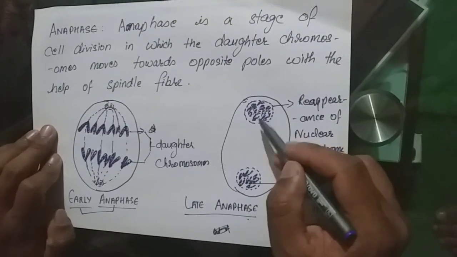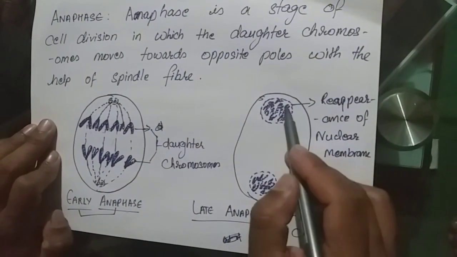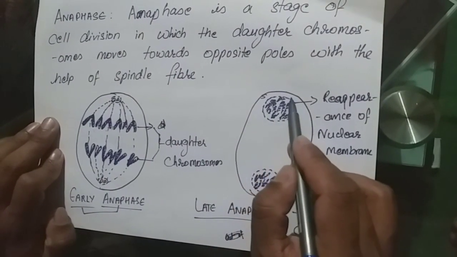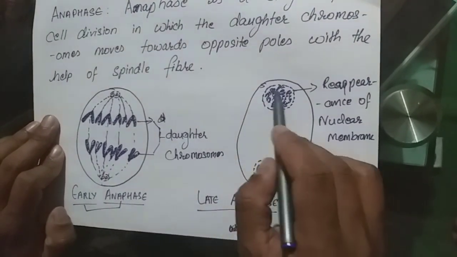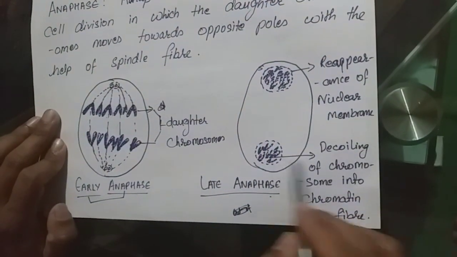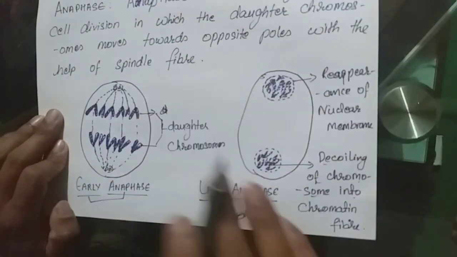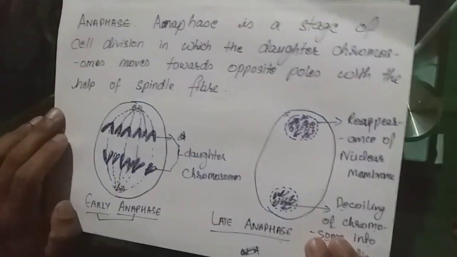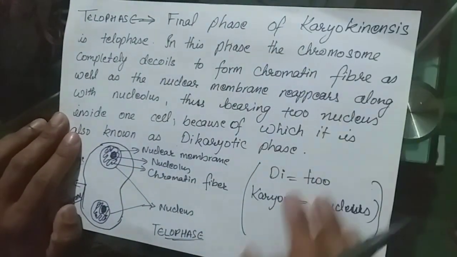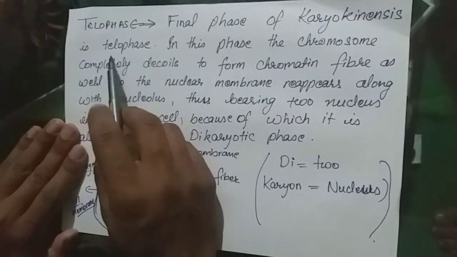Now in anaphase it decoils to form chromatin fiber. Not only that, but you can also see that the nuclear membrane has started to reappear. So the reappearance of the nuclear membrane takes place in late anaphase, and also the decoiling of the chromosome into chromatin fiber. So these are the main points of anaphase. Now moving on to the next part, that is telophase, the final phase of karyokinesis. The final phase of karyokinesis is telophase.